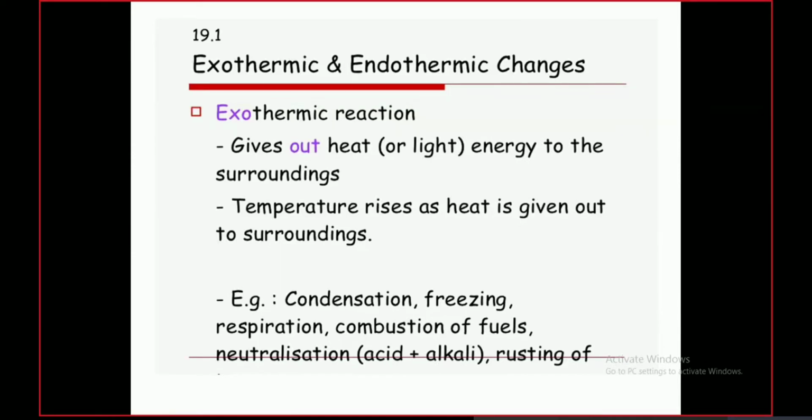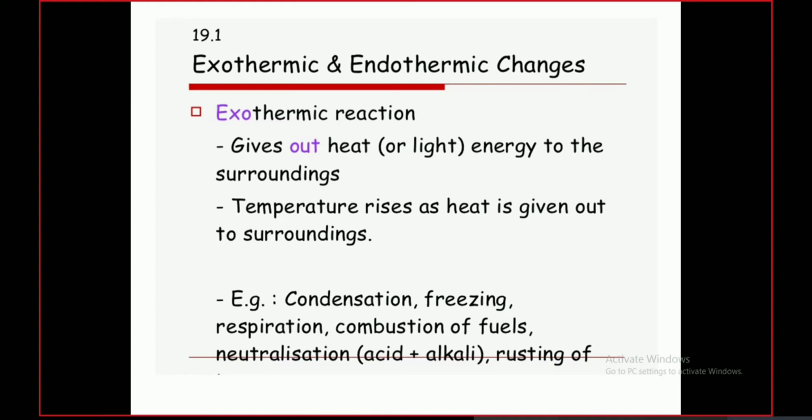Accept my apology, please. Okay, we were discussing the examples of the exothermic reaction. Among the examples of exothermic reaction, you can see condensation, freezing, respiration, combustion of the fuel, neutralization, or rusting of the metal or the iron. You can see that on the screen. So one by one, I'll explain how these examples involve the exothermic reaction.